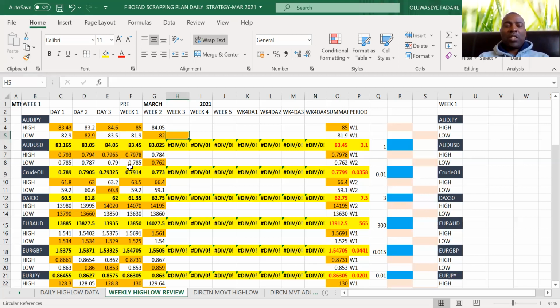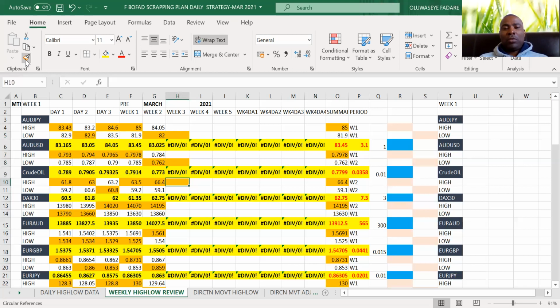For this, for example, AUD USD, my projection for the rest of the month is a low. For crude oil, the logic of the design is that we are already two weeks in the same direction. So although according to this, I will actually project a high for crude oil.